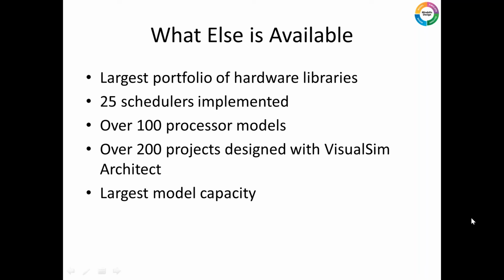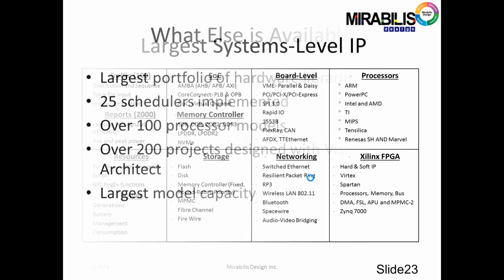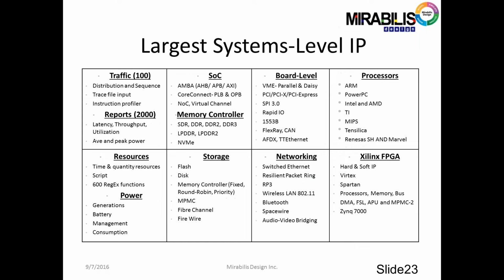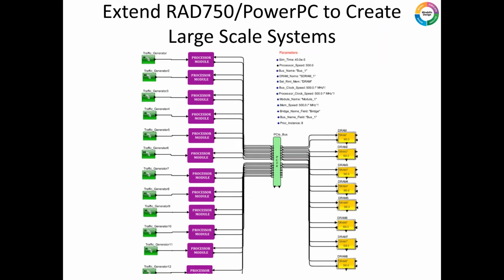To give you an idea of what we have, this is our system level IP. As you can see, it's a fairly large collection, and it actually grows almost on a daily basis. We are constantly churning out newer and newer library components. So, to find out what the latest is, always visit our website or contact some of our application engineers for more details.